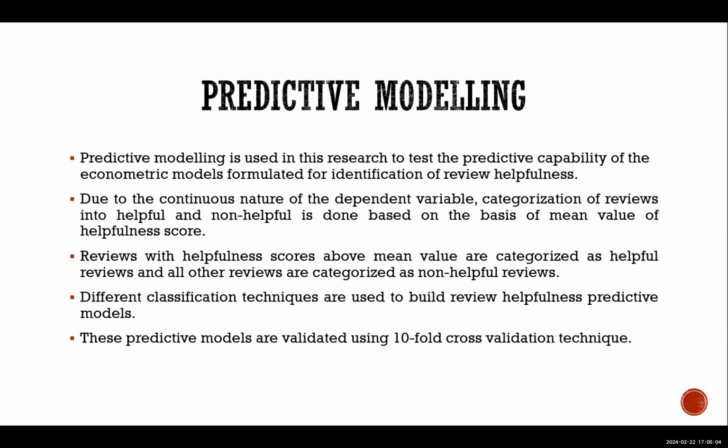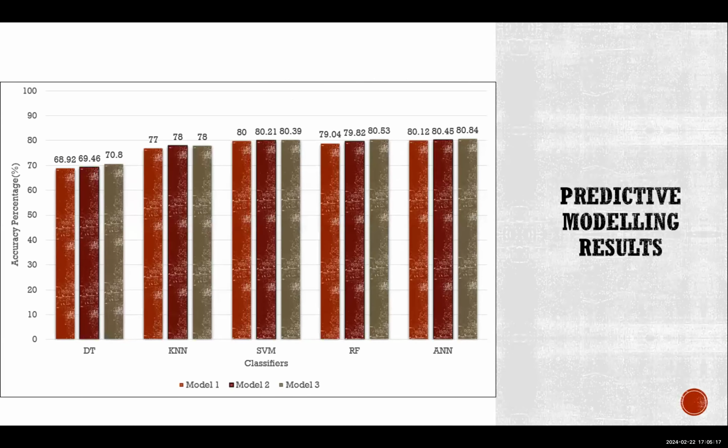We used a number of classification techniques to build review helpfulness predictive models, and we validated our models using the 10-fold cross-validation technique. This is the result of all the techniques used, and from this result we can see that the accuracy percentage is increasing for model 2 from model 1, and for model 3 from model 2, which shows that when we add a variable, our model is improving.